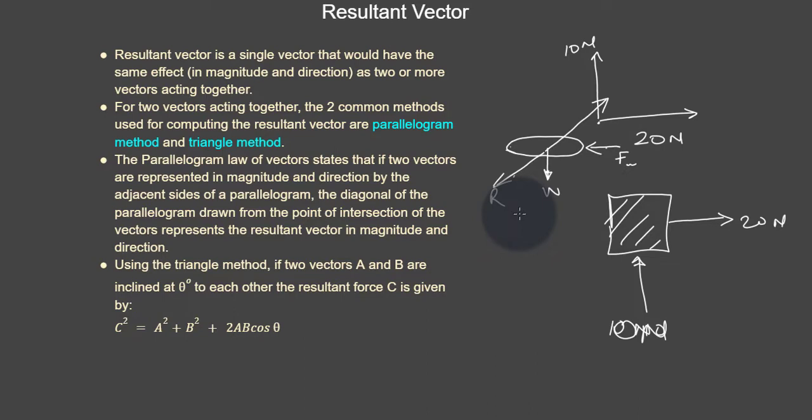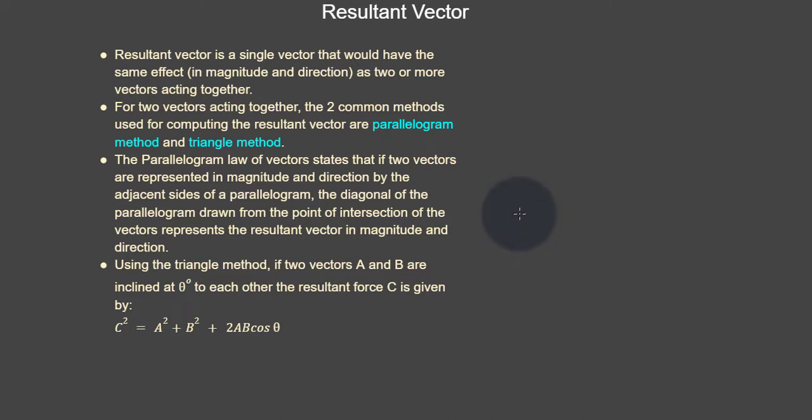So resultant vector helps you to take all these vectors acting on a particular object, turn everything into a single vector, and then use that information for something else. So that's one of the reasons why we calculate resultant vector. So now let's take a look at the method for calculating resultant vector.